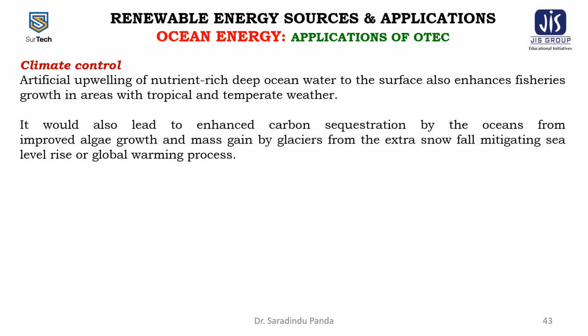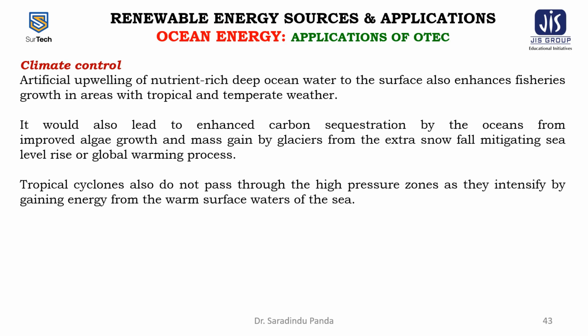Artificial upwelling of nutrient-rich deep sea water to the surface also enhances fisheries growth in areas with tropical and temperate weather. It would also lead to enhanced carbon sequestration by the oceans from improved algae growth, and mass gain by the glaciers from the extra snowfall, mitigating sea level rise or the global warming process. Tropical cyclones also do not pass through the high pressure zones, as they intensify by gaining energy from the warm surface waters of the sea.